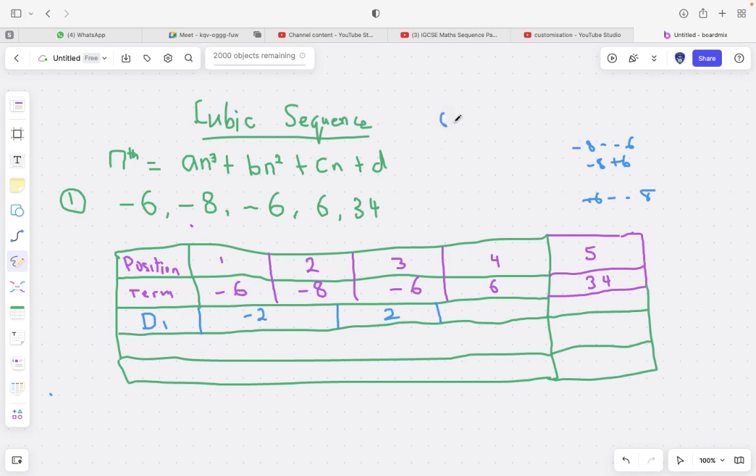6 minus 6. It's always the higher term minus the lower term. So the fourth term minus the third term. So it's 6 minus. There's a minus in the formula because you have to say this minus this. So minus this -6. Minus becomes plus, so it becomes 6 plus 6, which is 12. So the difference between the fourth and the fifth is 12.